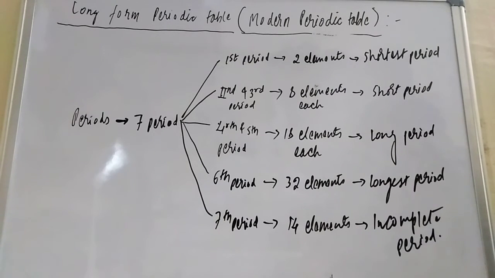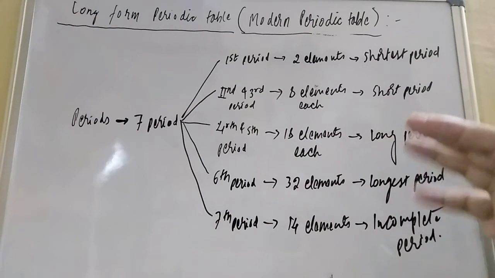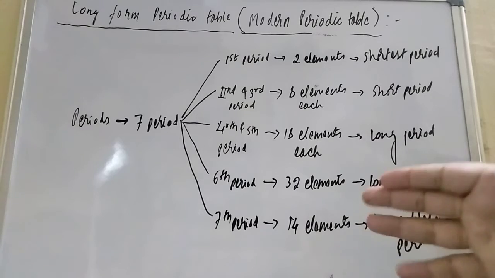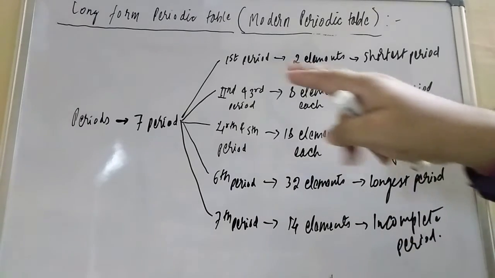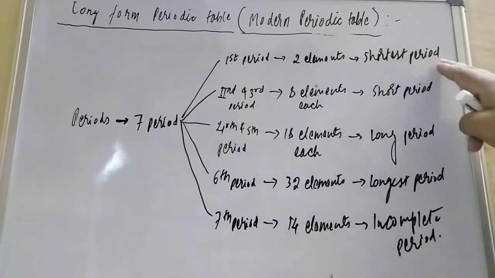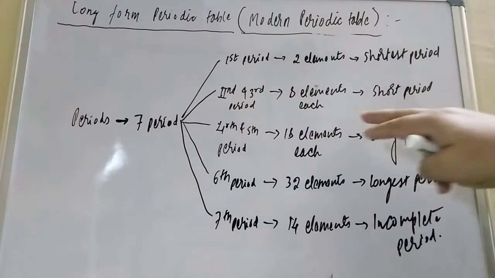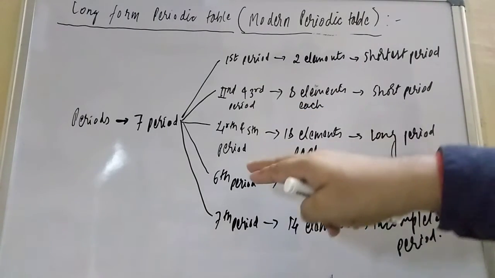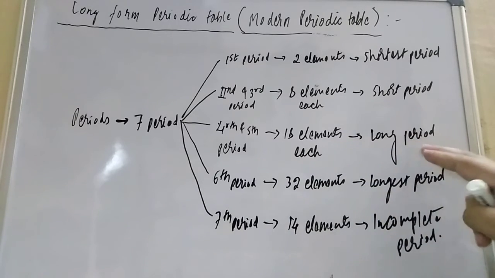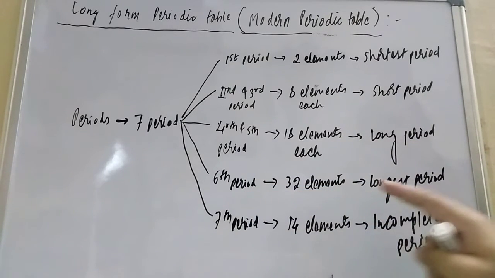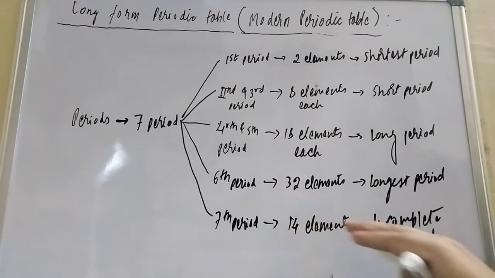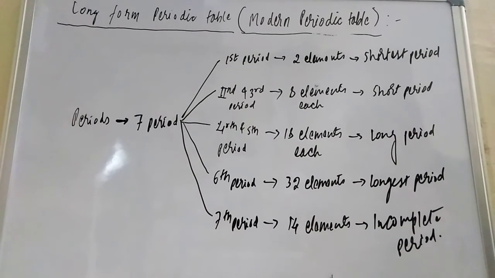So when you are talking about the groups, students, I already discussed. There are 18 groups, classified into 4 blocks, and there are 7 periods. These 7 periods are also classified: the first period, 2 elements, is the shortest period; the second and third periods, 8 elements, are short periods; the fourth and fifth periods, 18 elements, are long periods; the sixth period, 32 elements, is the longest period; and the seventh period, 14 elements only, is an incomplete period.